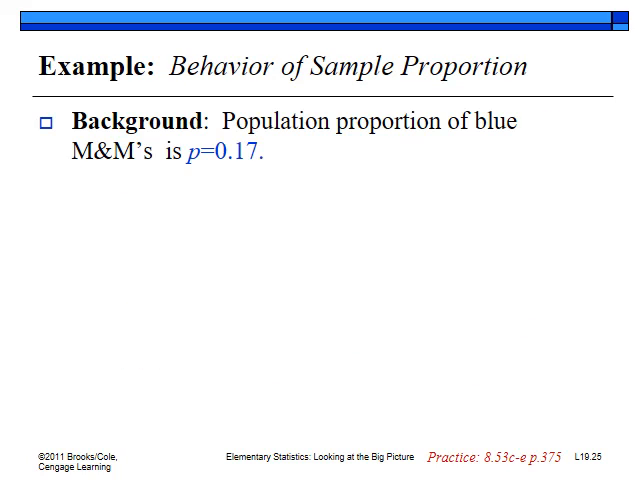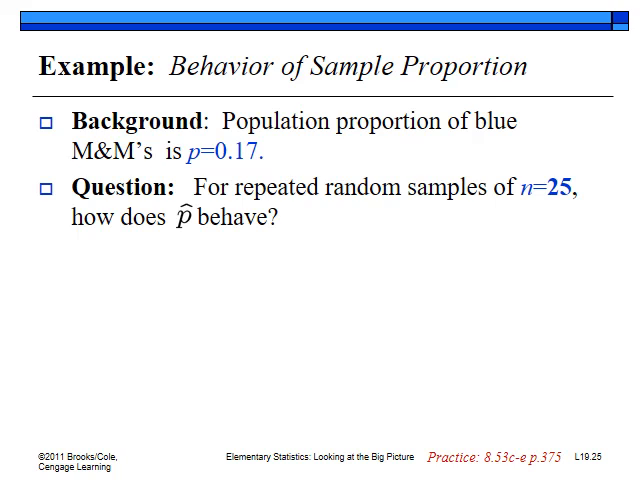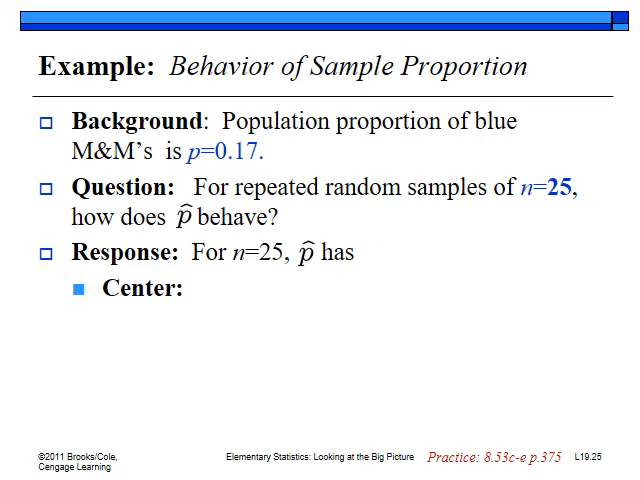So here's an example. Remember that the proportion of blue M&Ms overall is 1/6. We'll round it to 0.17. If I repeatedly take samples of n equals 25, what would we expect about the distribution of the proportions in our samples? Well, the measure of the center ought to be the same as the center in the population. Now, that's 0.17.